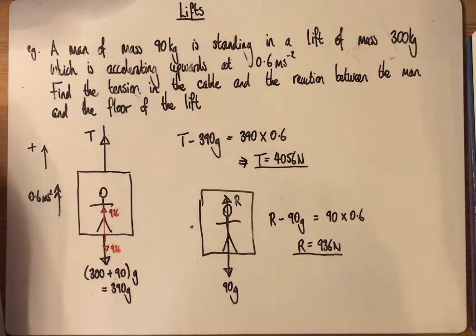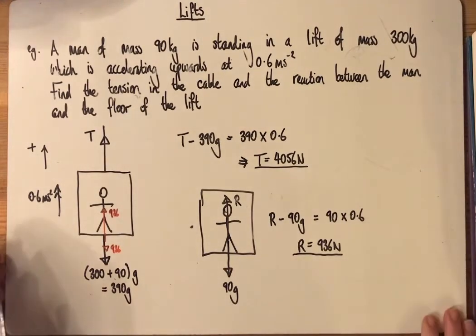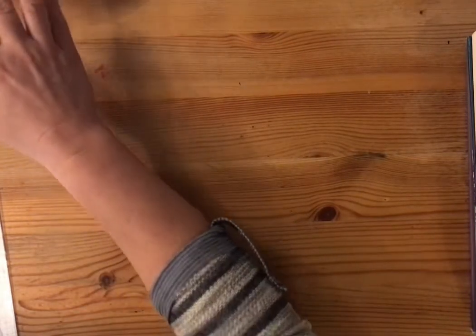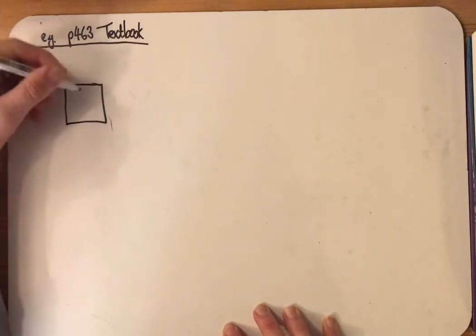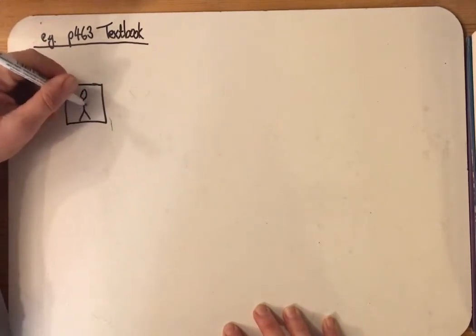I will also go through the example which is from page 463 in your textbook. So this time we have a woman of mass 60 kilograms standing in a lift. Draw a diagram showing the forces acting on the woman. So very similar to what we've just done.